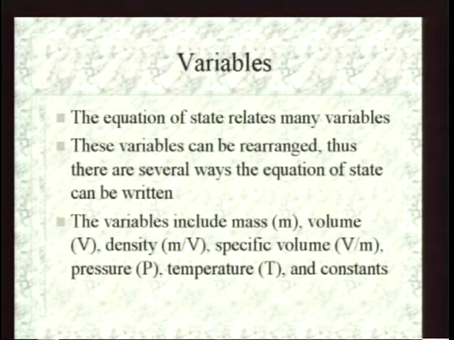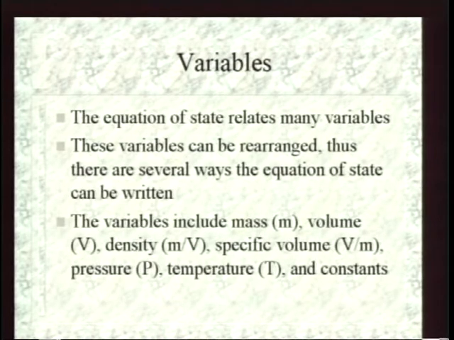And the different variables in the equation of state, and we're going to go over each of these in detail, are the mass, m, the volume, V, the density, the mass divided by volume, or instead of writing it as density, it can be written as specific volume, which is volume divided by mass, the pressure, P, and the temperature, T, and there's also constants within the equation of state.